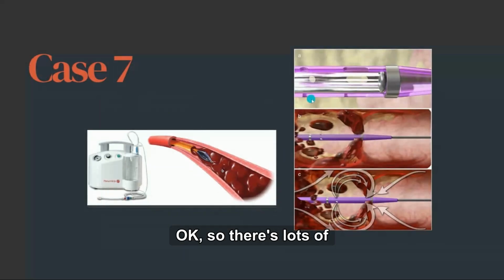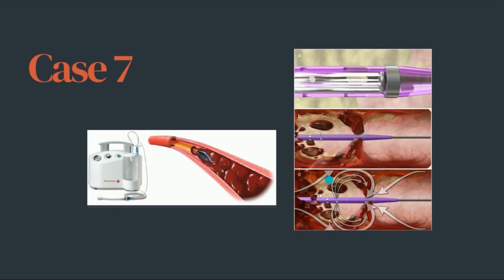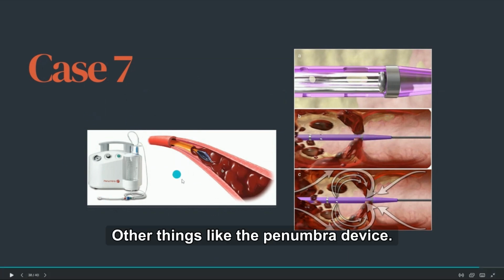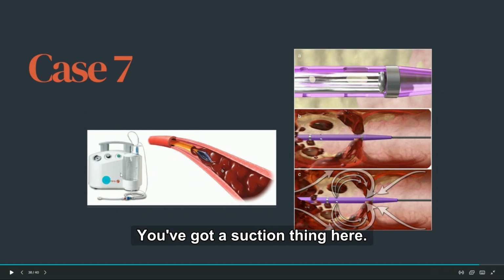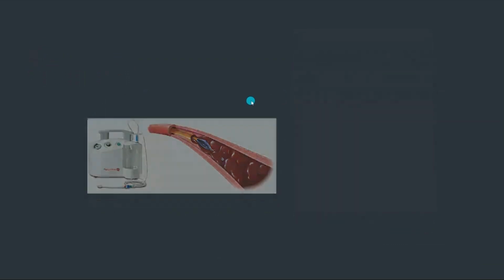So that's this. Okay, so there's lots of these devices. The angiojet, what it does, you go across with a wire, you lace the area with thrombolysis agent, which impregnates the thrombus, and then you go through it again and you suck it out with this vortex. Other things like the penumbra device, you've got a suction thing here, pass that down, you try and suck out the acute thrombus as well. There's lots of these devices. These are just two we use here.